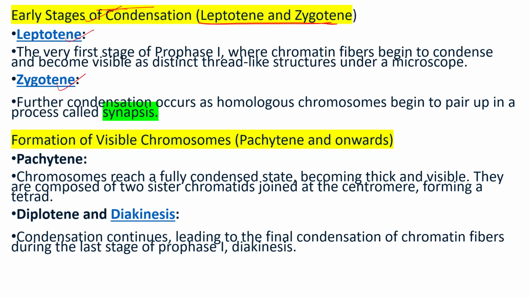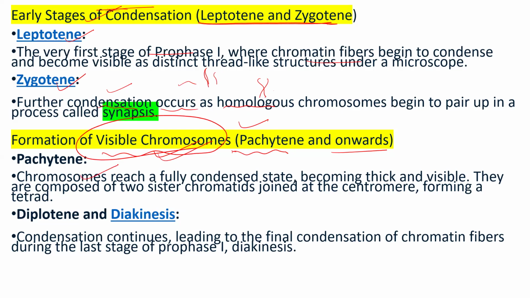Leptotene is the first stage of Prophase 1, where chromatin fibers begin to condense and become visible as thin thread-like structures under a microscope. In zygotene, further condensation occurs as homologous chromosomes begin to pair up, and this process is known as synapsis. Formation of visible chromosomes is total in the pachytene stage and onwards.